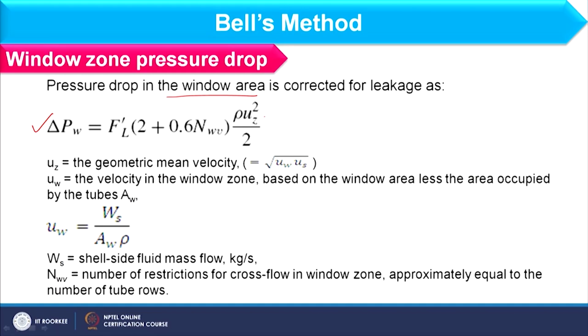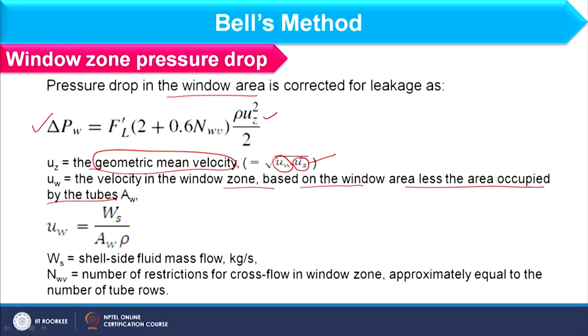So, here as far as UZ is concerned, this is the geometric mean velocity, okay. Geometric mean velocity of which velocities? The velocity which is occurring in the cross flow zone and the velocity which is occurring in the window zone. So, that should be the geometric mean of UW as well as US, that is for the cross flow zone, which you have already seen in Kern's method, and UW is basically the velocity in the window zone based on window area less the area occupied by the tubes.